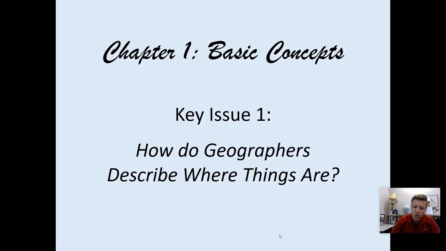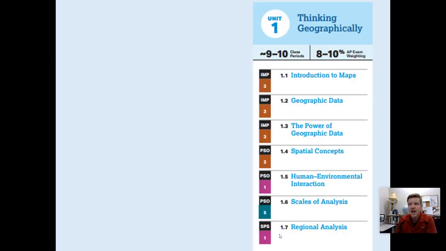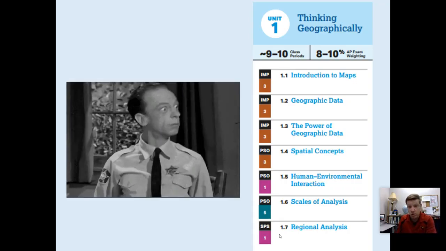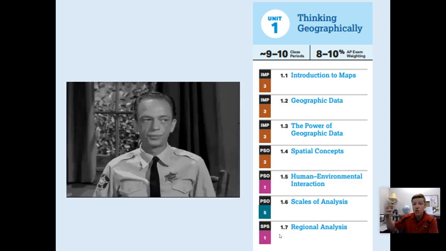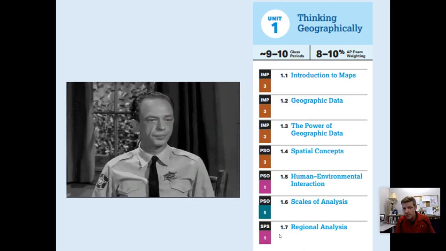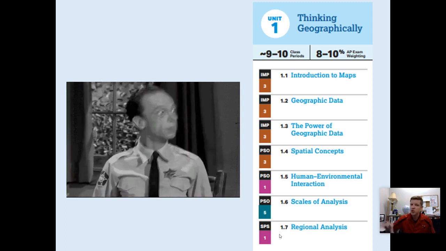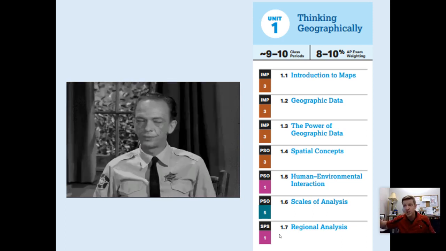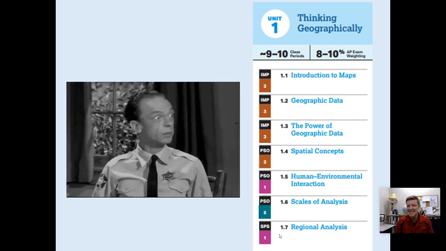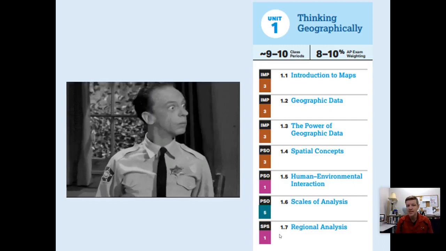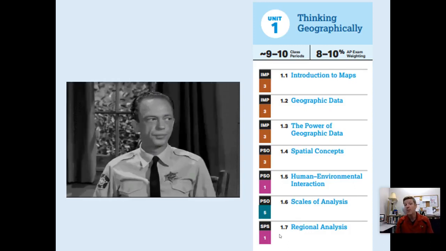We're just going to jump right in here with Chapter 1, Thinking Geographically, Key Issue 1, How do geographers describe where things are? So let's jump right into the content and understand where we are in relation to what the College Board's goals for us are. This unit, Chapter 1, Thinking Geographically, also corresponds to the College Board's Unit 1, Thinking Geographically, for AP Human Geography. It is going to weigh about 8 to 10% for your AP exam. That's rather significant, by the way.